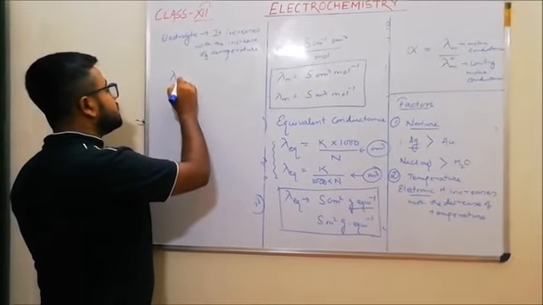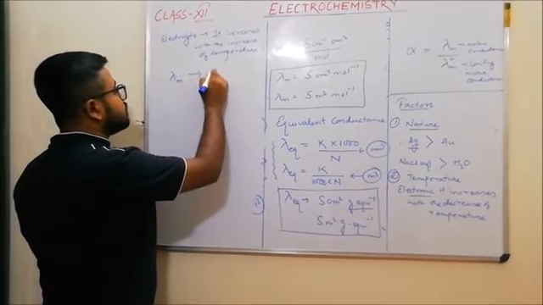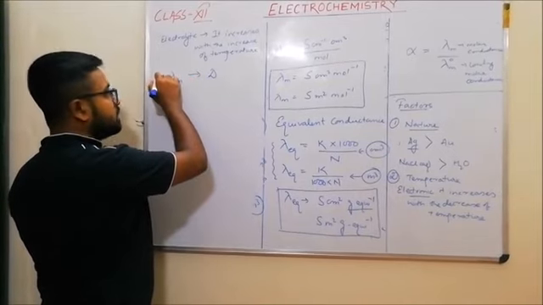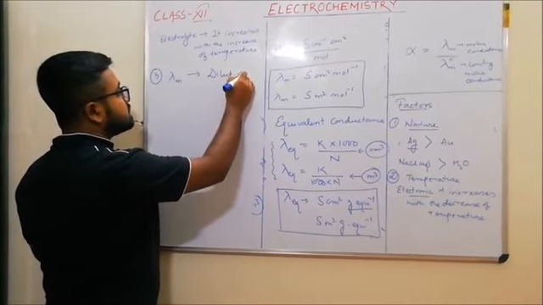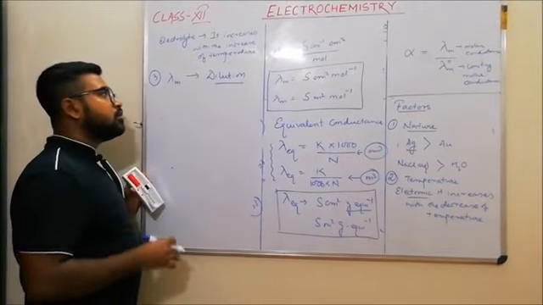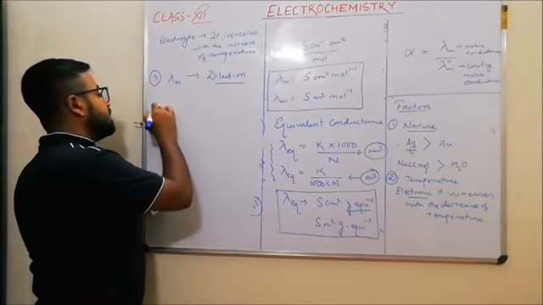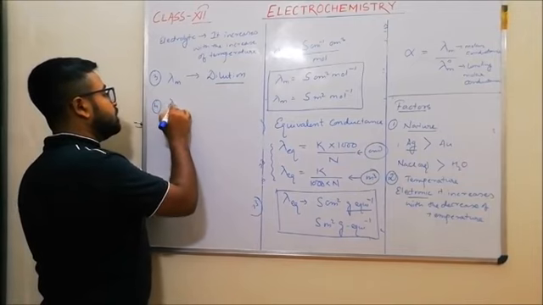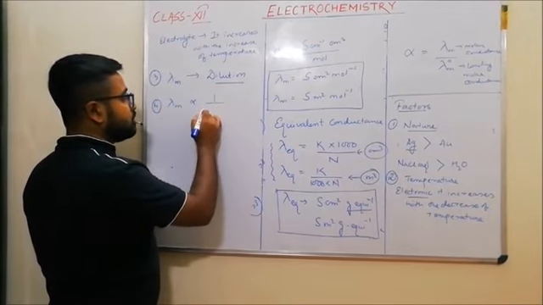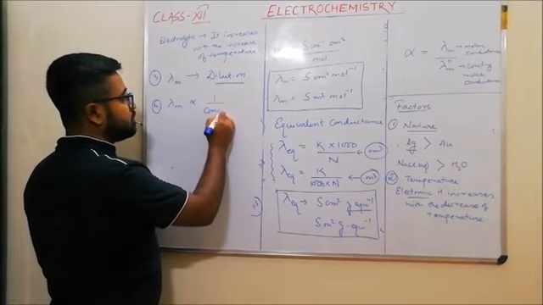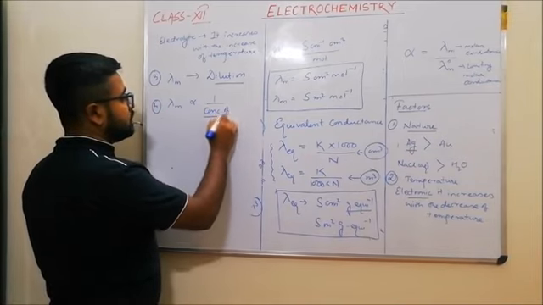Next is molar conductivity. Molar conductivity is directly proportional to dilution. This is the third factor. It means upon dilution the molar conductivity increases. And the fourth thing, it is inversely proportional to what? The concentration of electrolyte.